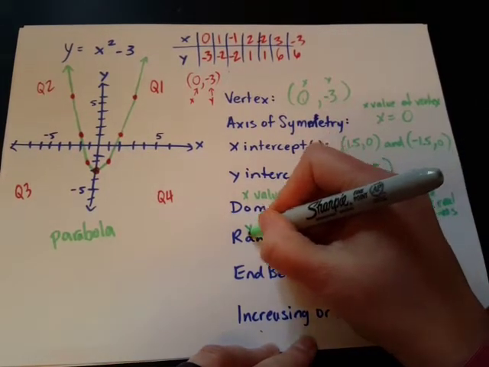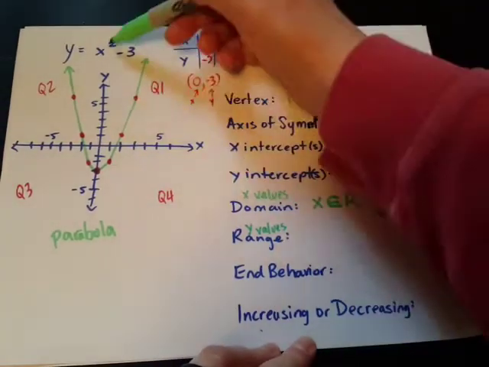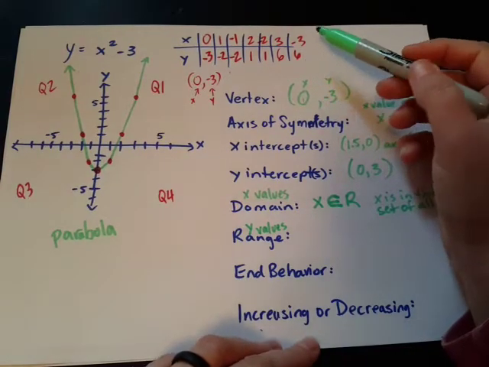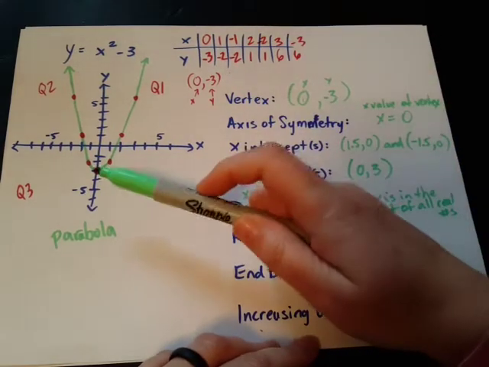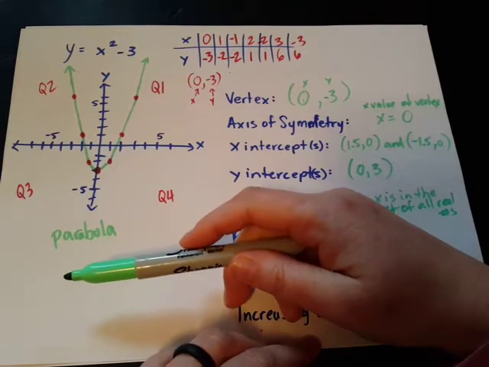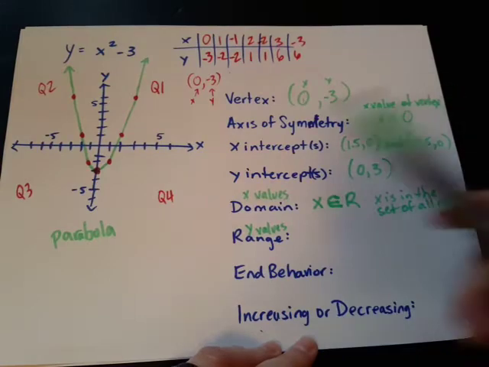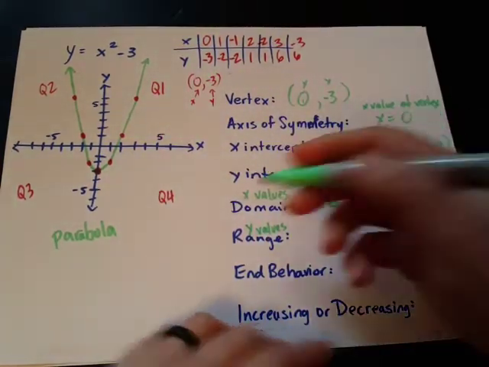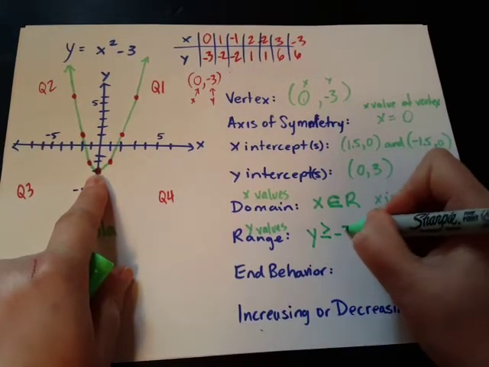The range is the y values. So what y values can be outputted from this function? Now, I'll bet $50 that we can't get minus 5 out. What number would you have to put in to get minus 5 out? Try it, please. But don't try too hard because it's impossible. It's outside the range of the function. So the range of the function is y has to be greater than or equal to minus 3.